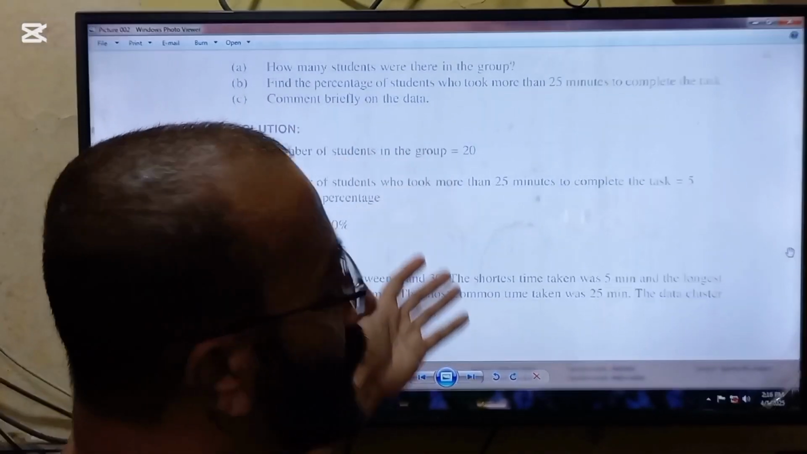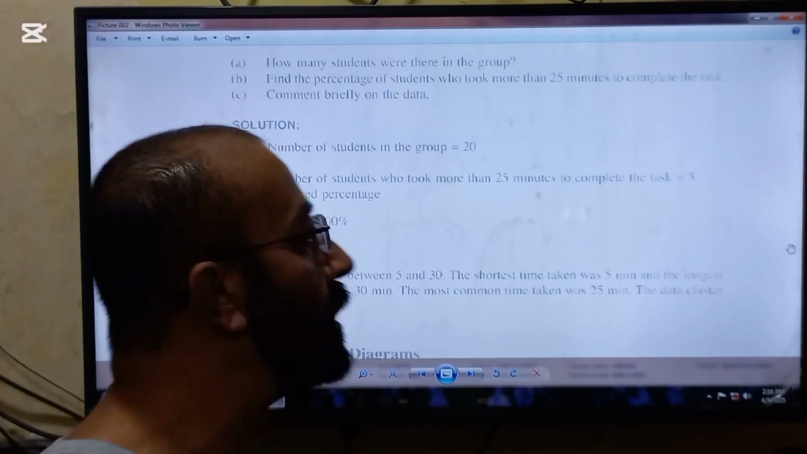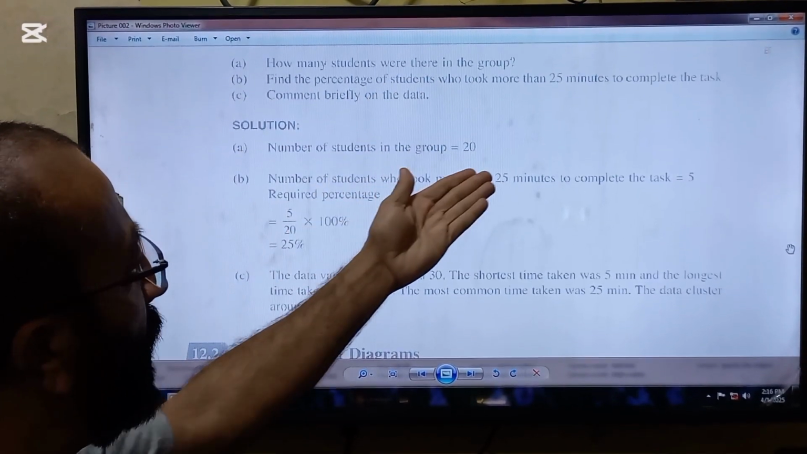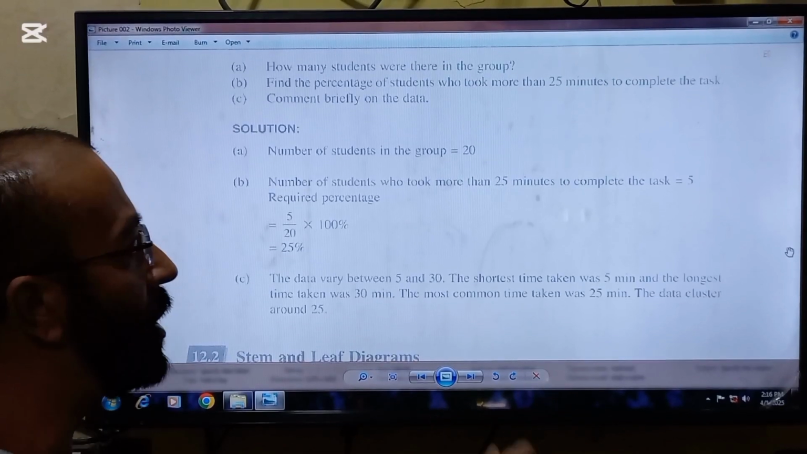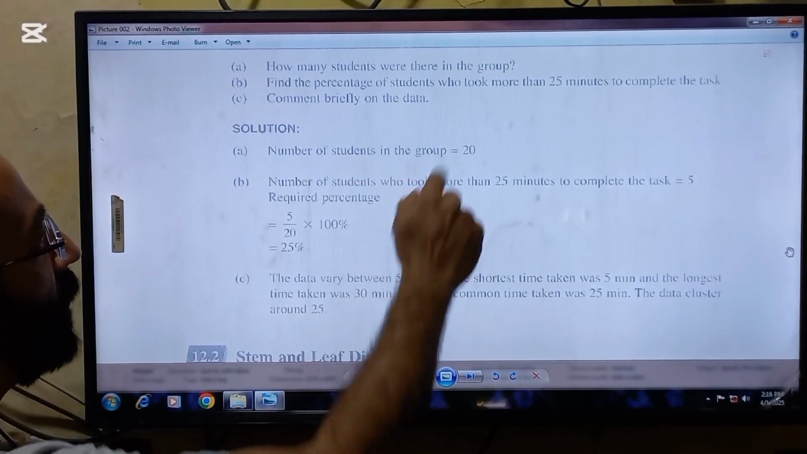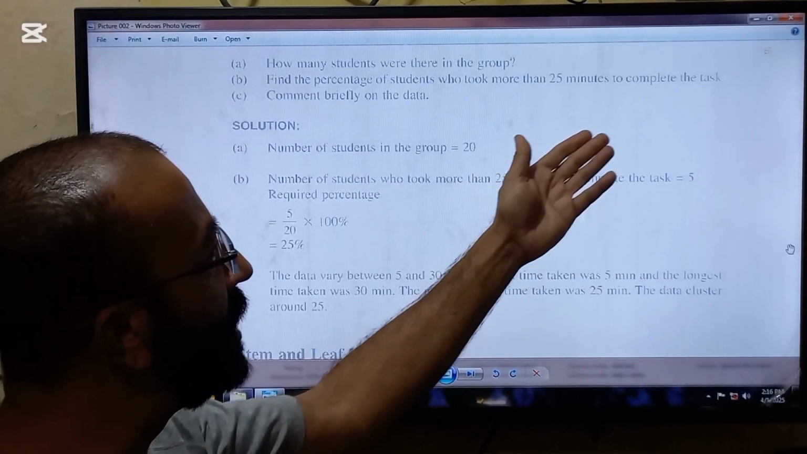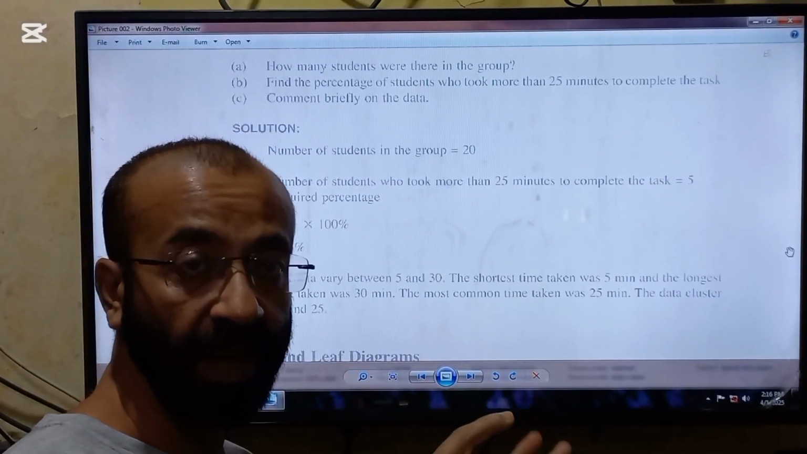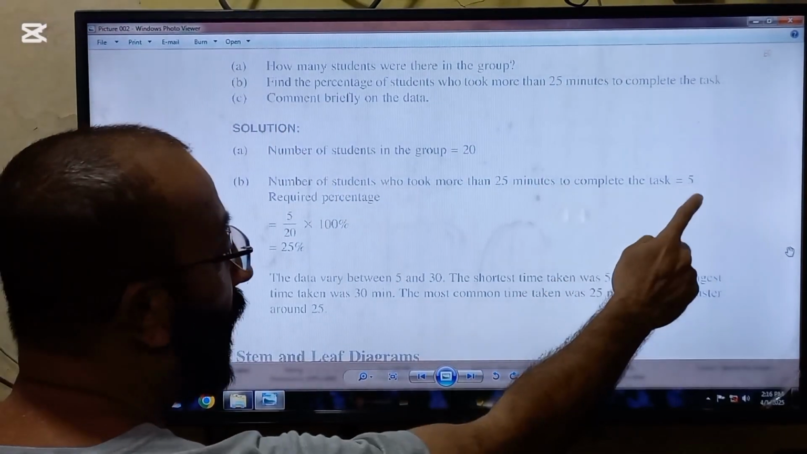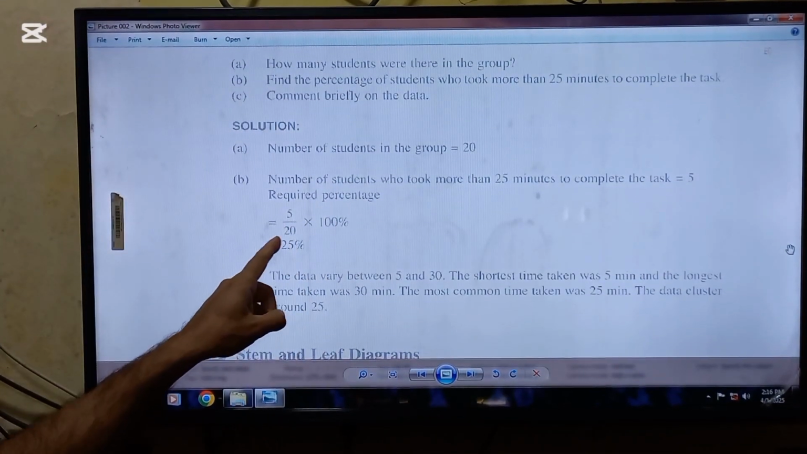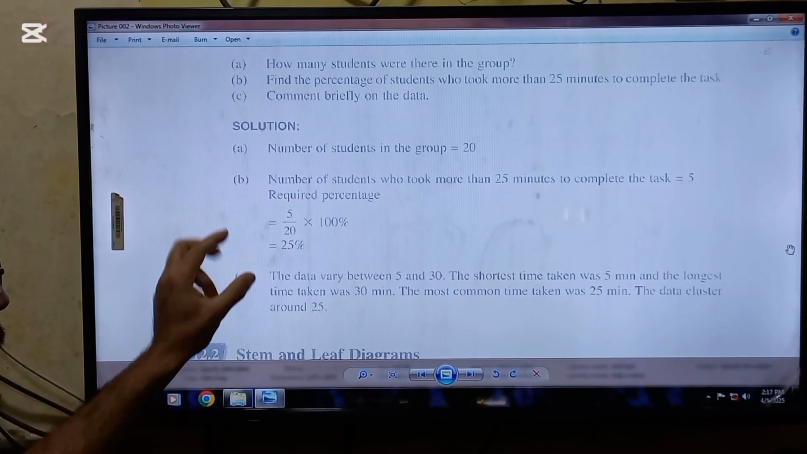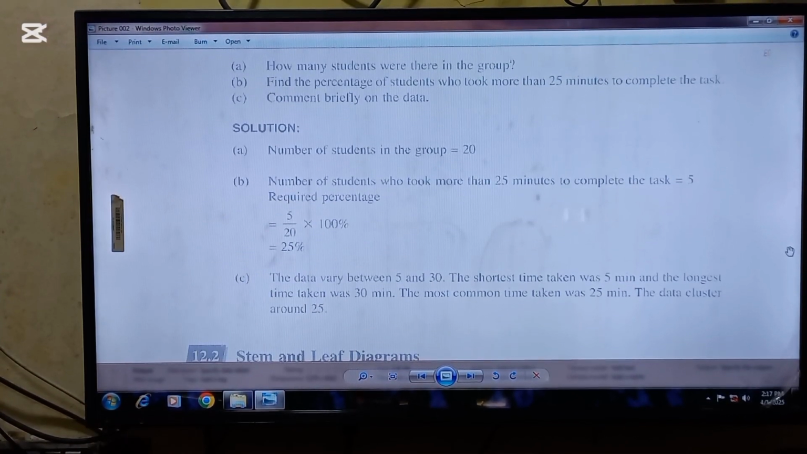So here are the questions and answers which we have just discussed. Part A: how many students were there in the group? We counted the number of dots, which was 20. The second requirement is to find the percentage of students who took more than 25 minutes to complete the task. We counted the dots which were more than 25 minutes and those were 5. So 5 will be placed in the numerator, total 20 in the denominator, multiplied by 100%. Solve this on the calculator, so the answer will be 25%.